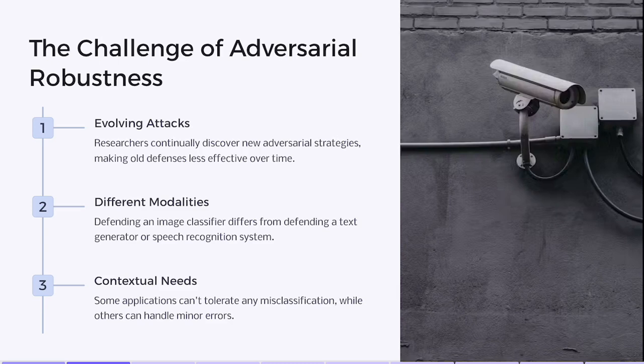Defending an image classifier might differ greatly from defending a text generator or speech recognition system. And number three is contextual needs. Some applications like self-driving cars can't tolerate any misclassification, while others can handle minor errors. A survey found that over 50% of new adversarial attacks targeted specific model architectures or tasks, proving there is no single defensive approach that covers all scenarios.